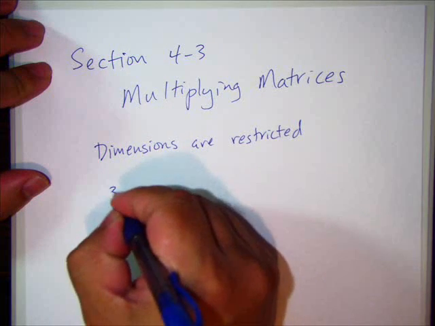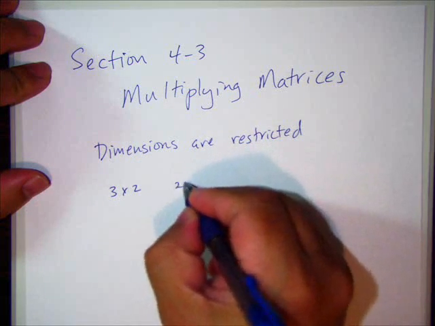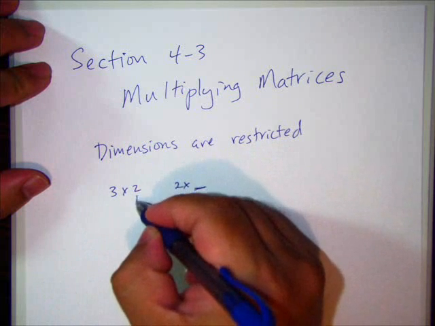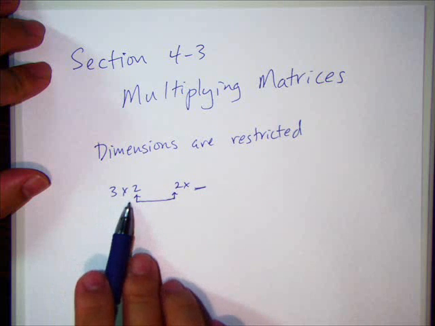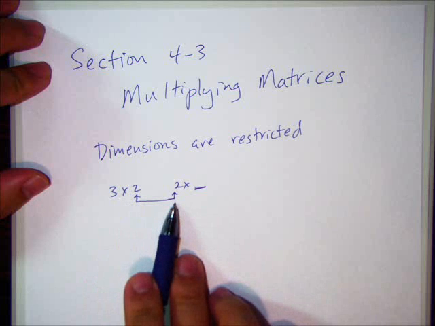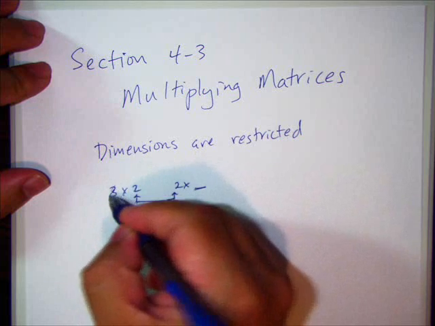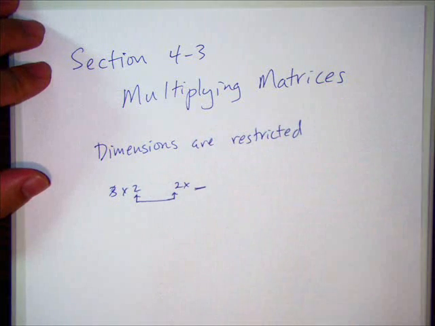For example, if you have a 3 by 2 matrix, it requires a 2 by something matrix to multiply with. The key in multiplying matrices is the number of columns in the first matrix must equal the number of rows in the second matrix. Okay, so in fact, this 3 is not important. The dimensions on the inside must be identical, and I'll show you some examples of that in a minute.